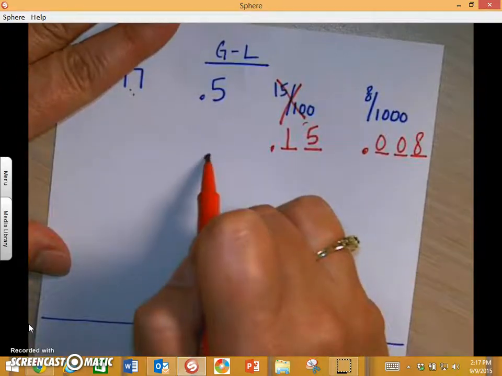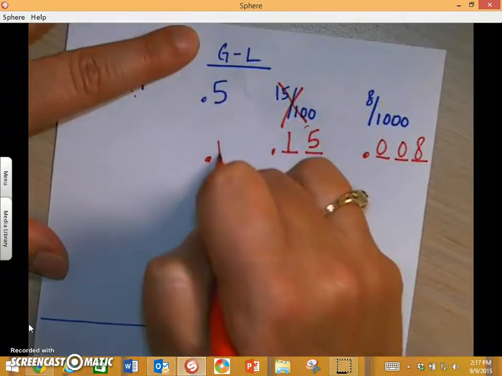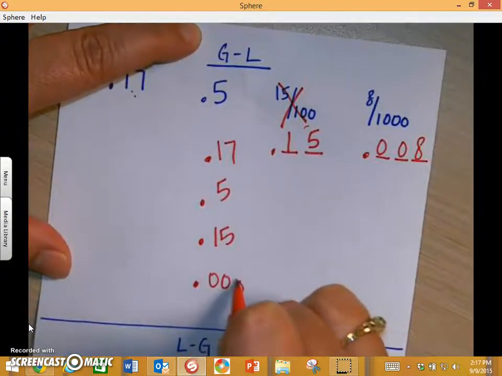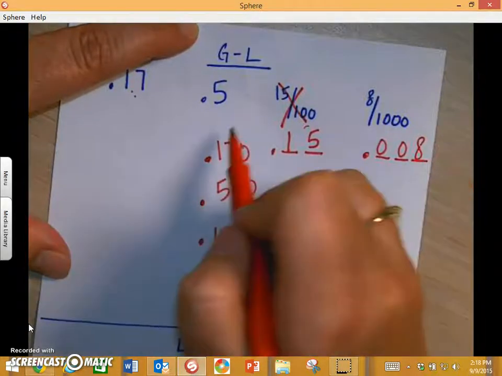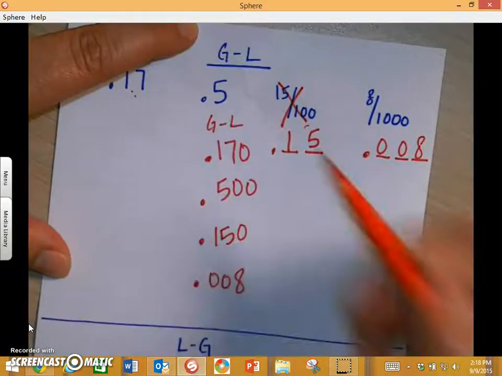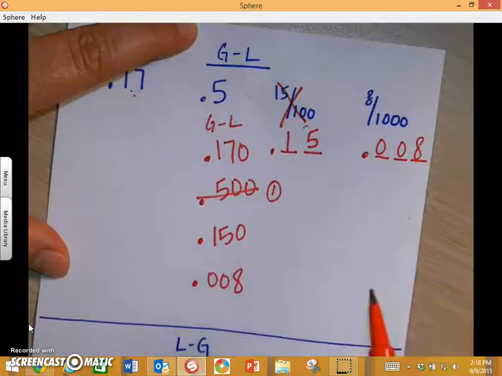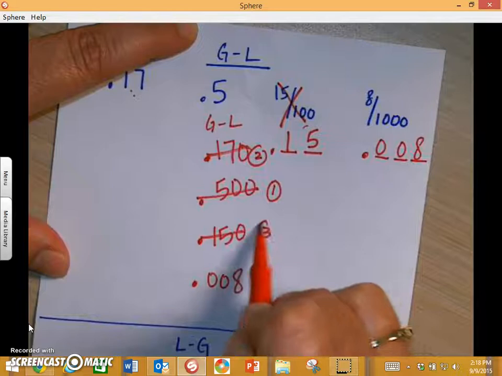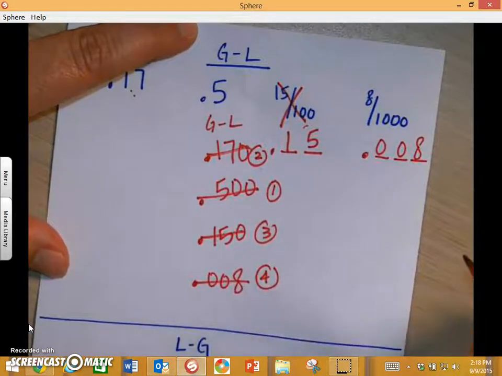Now they're all decimals. So I can line them up. Fill in my zeros. And then put them in order from greatest to least. So the greatest is 0.500. The next greatest is 0.170. The next greatest is 0.150. And the last, or the smallest, is 0.008 or 8 thousandths. There you have it.